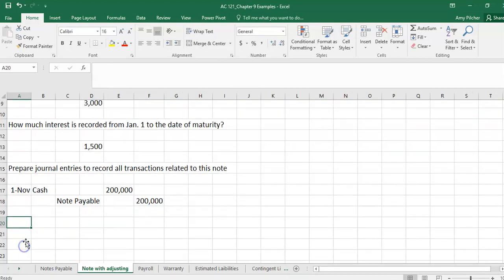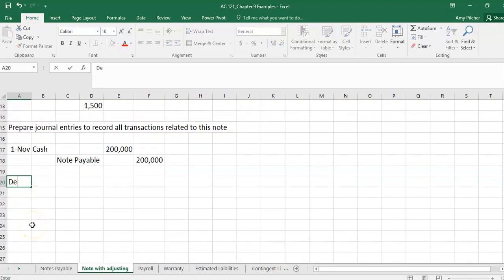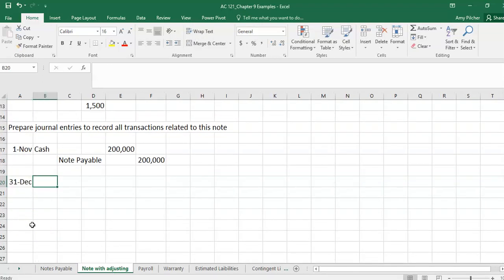On December 31st, we need to accrue interest in an adjusting entry. So we would have an interest expense and a liability of interest payable. We calculated that amount to be $3,000.